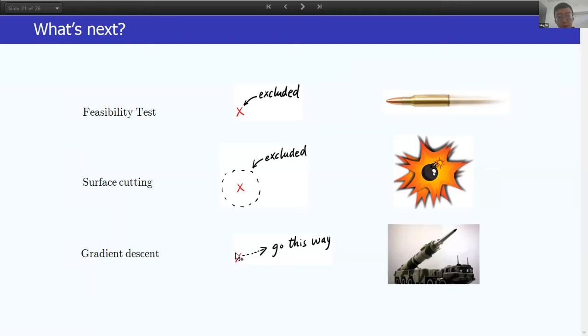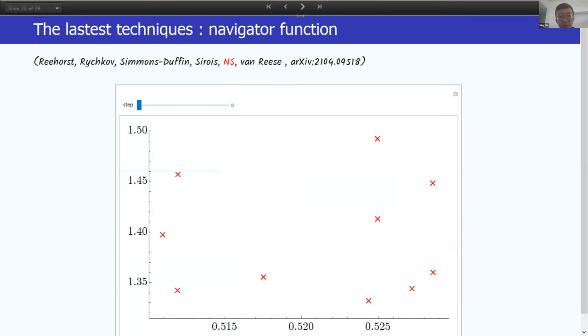And when we minimize this cost function, we can go from the excluded region to the feasible region. So if we have something like this, then we can solve the scan problem generically. So this is our latest work done a few months ago.